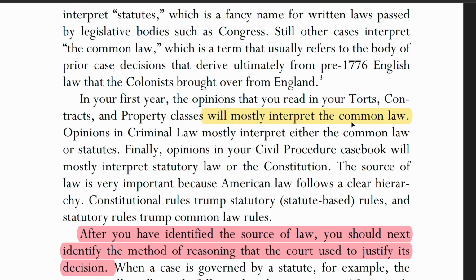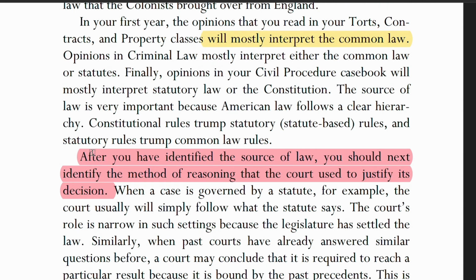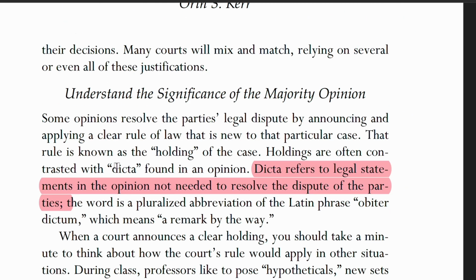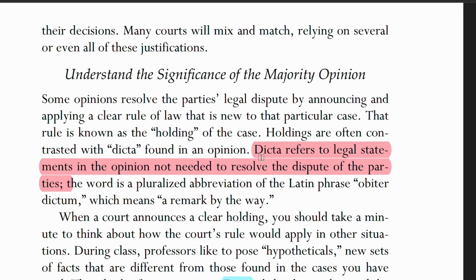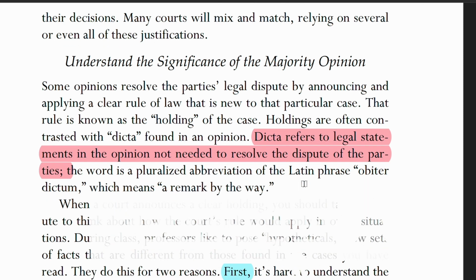They also throw in here that most of it comes from the common law as opposed to statutes. And I highlighted here that after you identify the source of law, you should next identify the method of reasoning that the court is using to justify its decision. It's very important. In dicta, they also put in there, I highlighted it red because it's one of those new terms for me, but it's just the opinions that are not needed to resolve the dispute, but they're there anyway. It's like partial conclusions, I'm imagining.